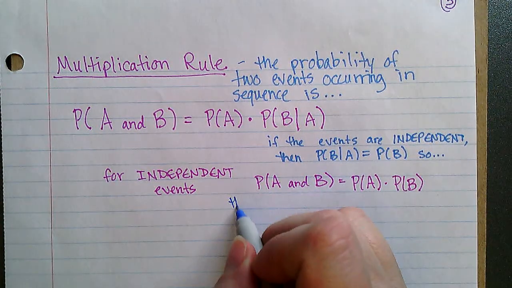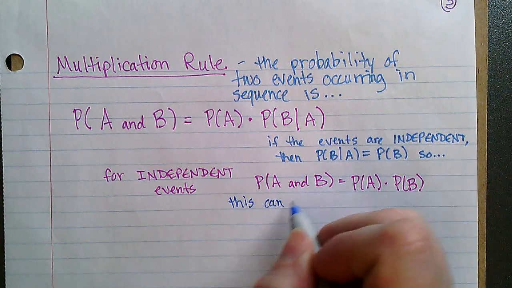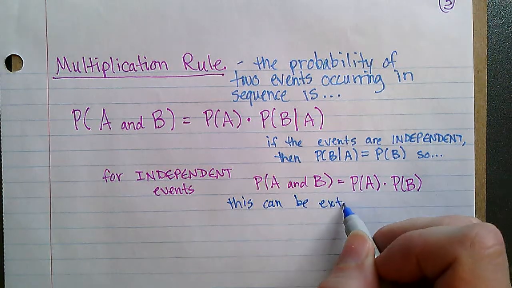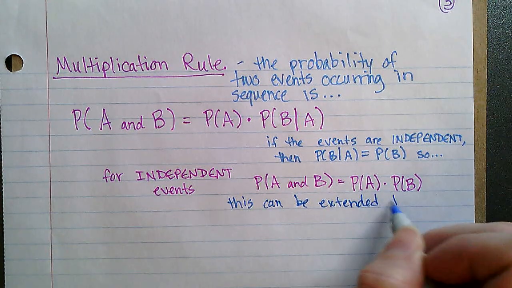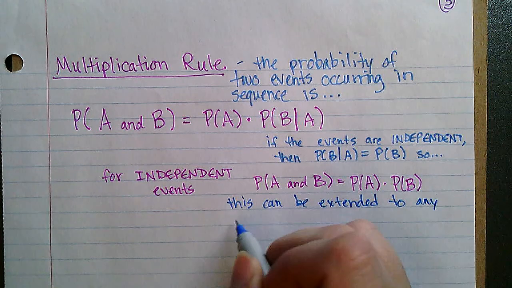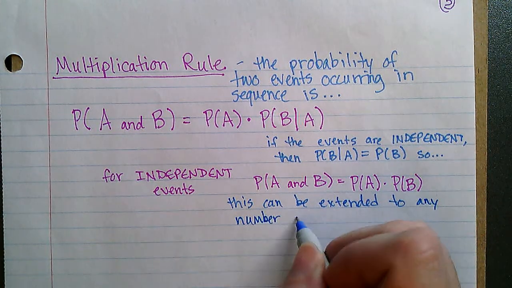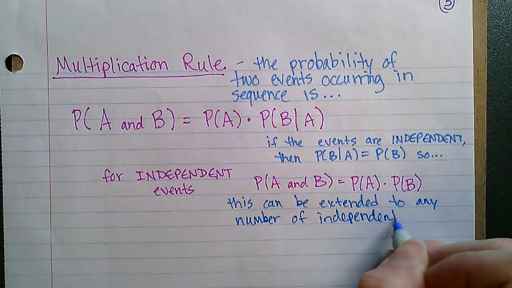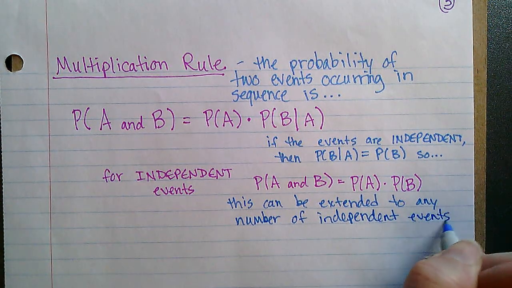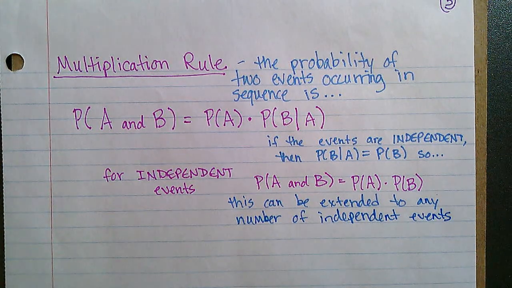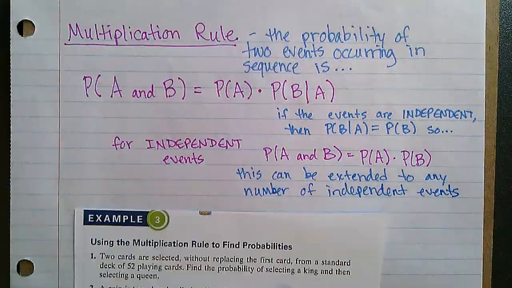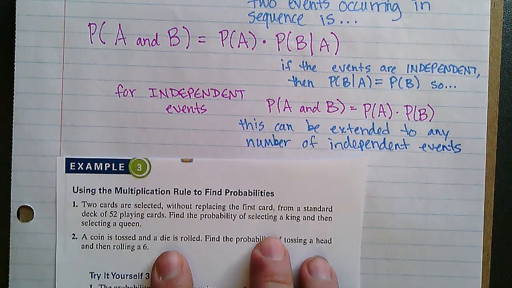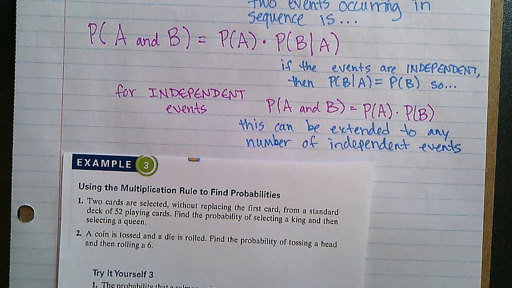And then this formula can be extended to any number of events, as long as they're independent. So any number of independent events. So when we see the word and we're dealing with probabilities, we should be thinking in terms of multiplying. So let's look at some examples.